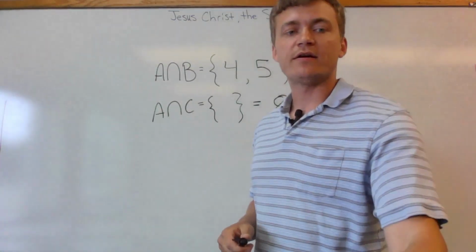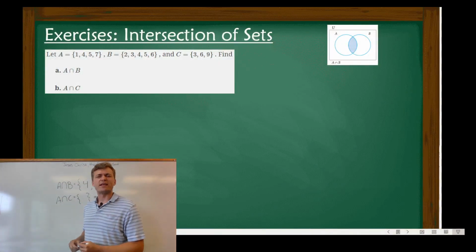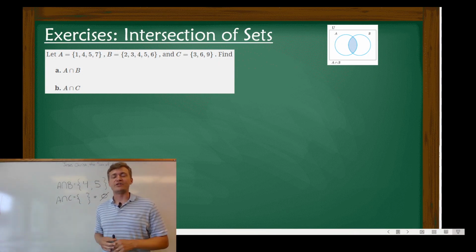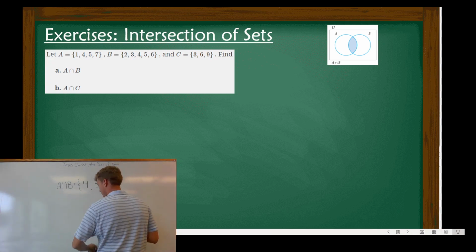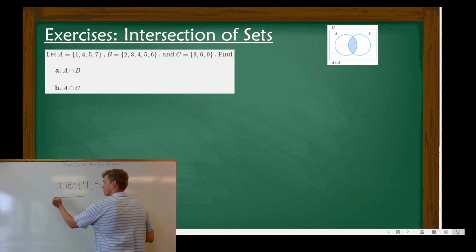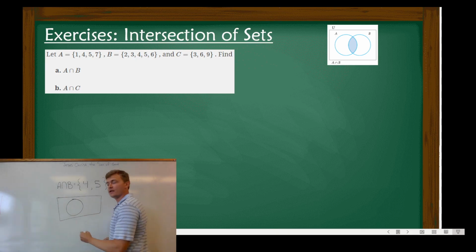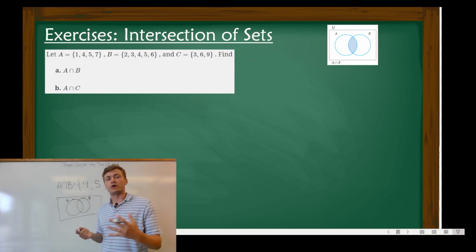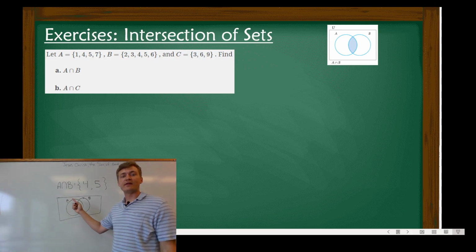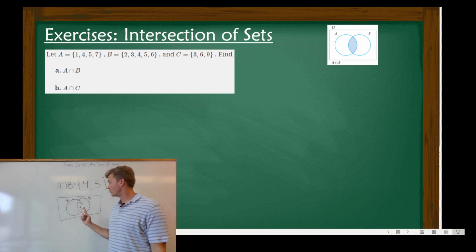If we wanted to get an idea of what our Venn diagram may look like, let's do it for A intersect B and then allow you to make the determination for what A intersect C might look like. The first circle here will represent the set A. The second circle will represent set B. Where they intersect is where they are similar, and that's going to be in the middle. Our intersection is 4 and 5, so the numbers 4 and 5 will go directly in the middle.